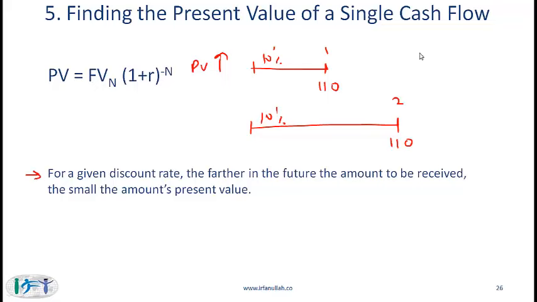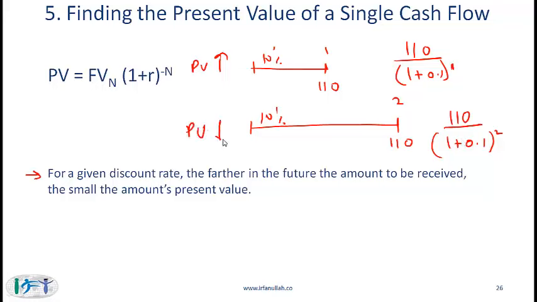In this particular case, the present value is given by 110 over 1 plus 0.1 to the power of 1, whereas in the second case, the present value is 110 divided by 1 plus 0.1 squared. In the second scenario, the denominator is larger, therefore the present value will be lower. That is the mathematical explanation. The intuitive explanation is that clearly receiving a certain amount of money sooner is better than receiving the same amount of money at a later point in time.